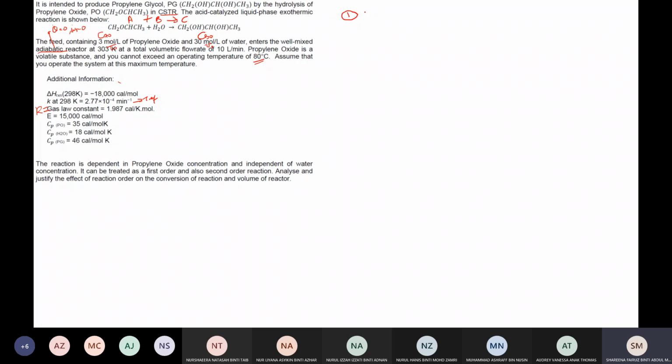So the first one is you need to know what is the mole balance. Okay, so the mole balance is from the, which in this case V is equal to, yes?